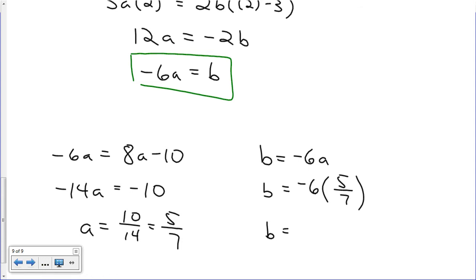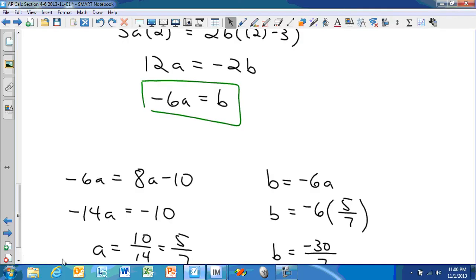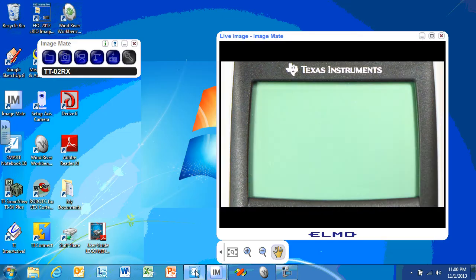And so b turns out to be equal to negative 30 over 7, I guess is how I'll write that. And so there's our solution there. We have a is equal to 5/7, and we have that b is equal to negative 30 over 7. And so let's see what happens. They said to graph our solution and see what happens here. So let's see if that in fact does give us the correct graph that's both differentiable and continuous.